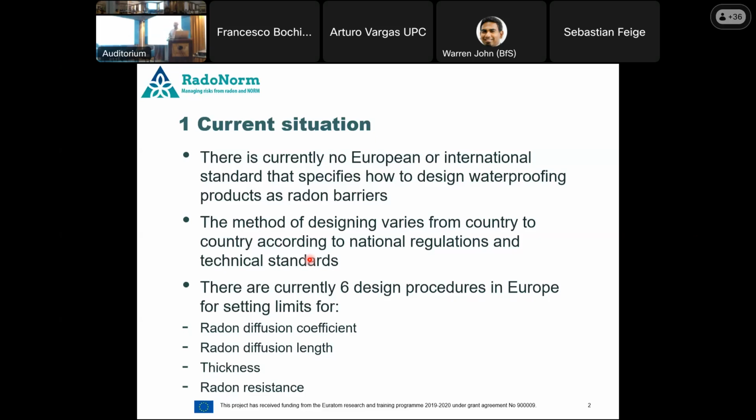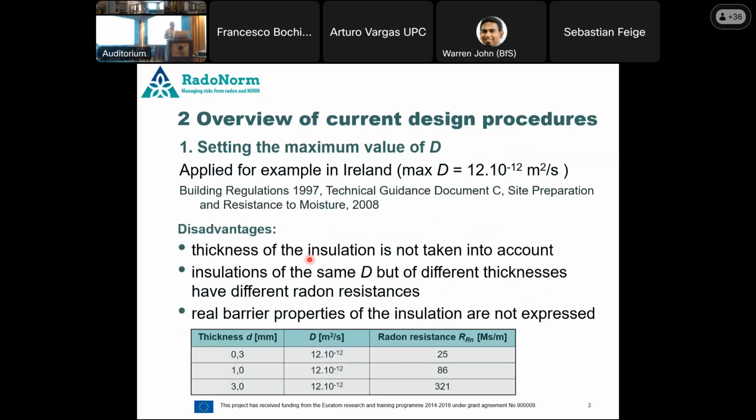So the method of designing these barriers differs between countries. Generally, I found 6 approaches to designing these membranes, just in Europe only, and they are based either on the radon diffusion coefficient, or the thickness of the membrane, or the radon diffusion length, or the ratio between the radon diffusion length and the thickness, or radon resistance. Now I will try to make a summary of these approaches.